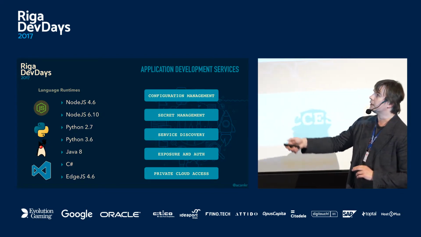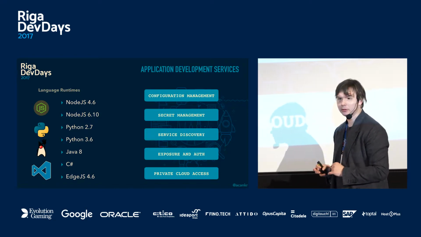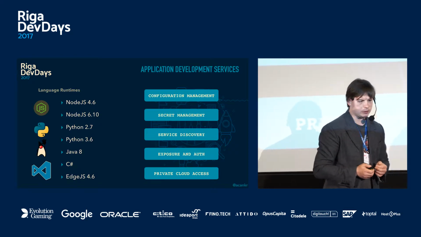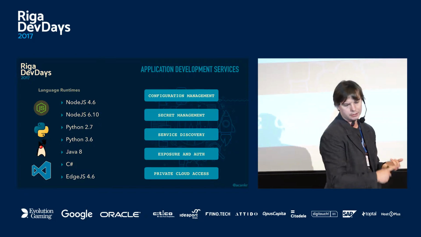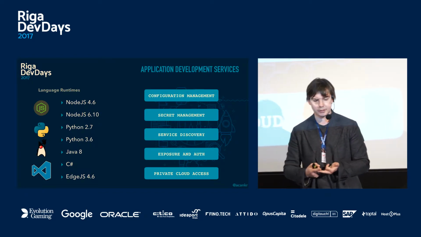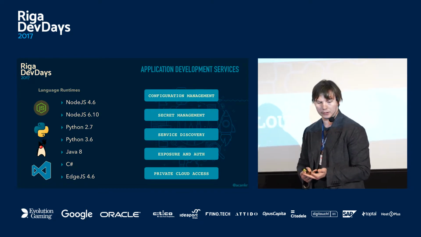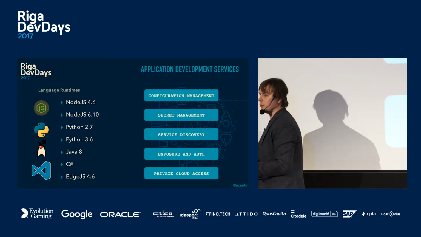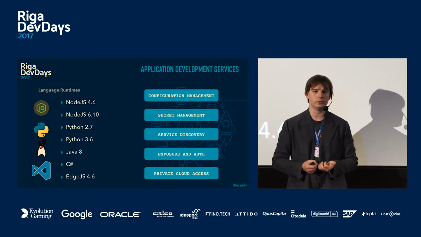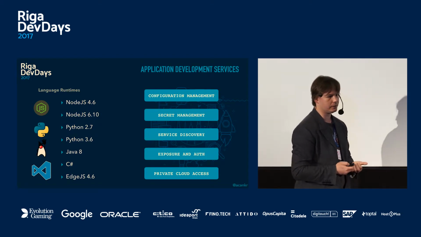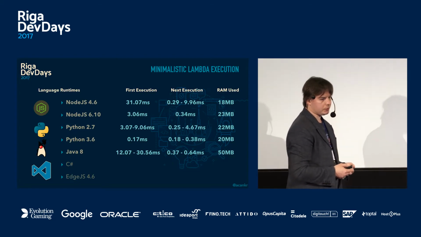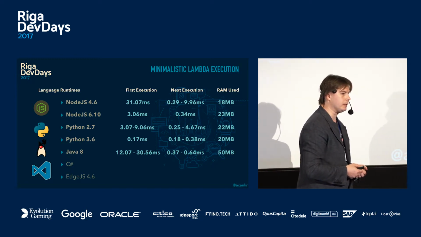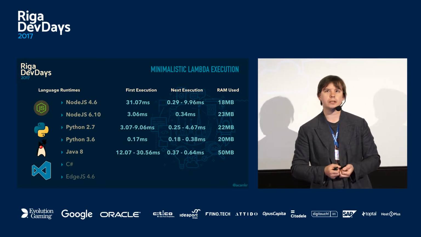After you have chosen the runtime for your Lambda function, and different Lambda functions can have different runtimes, you need to think about a bunch of other stuff like configuration management, secret management, how you are going to discover the services and dependencies, how you handle authentication, authorization, private VPC access, and so on and so on. Many other things come together as a kind of headache for you as the designer. But before we start to think about this, let's think about what, to my belief, are the biggest limitations of Lambda.